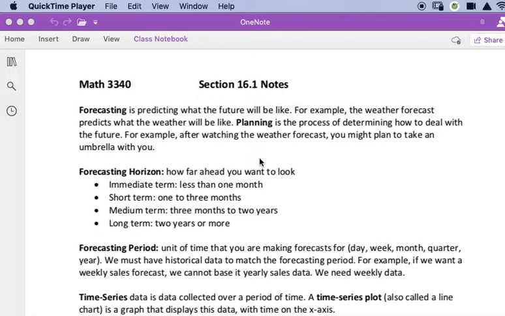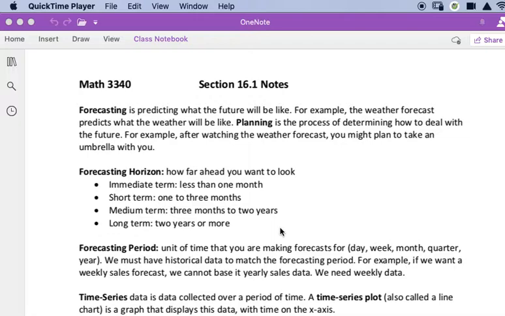The forecasting horizon is how far ahead you want to look. So you could be looking in the immediate term, less than 1 month, the short term, 1 to 3 months, medium term, 3 months to 2 years, or long term, 2 years or more. And which term you use really depends on what you're trying to do as a business. Sometimes you might look in the short term for short-term planning purposes. Other times you might look at a more long-term forecast.